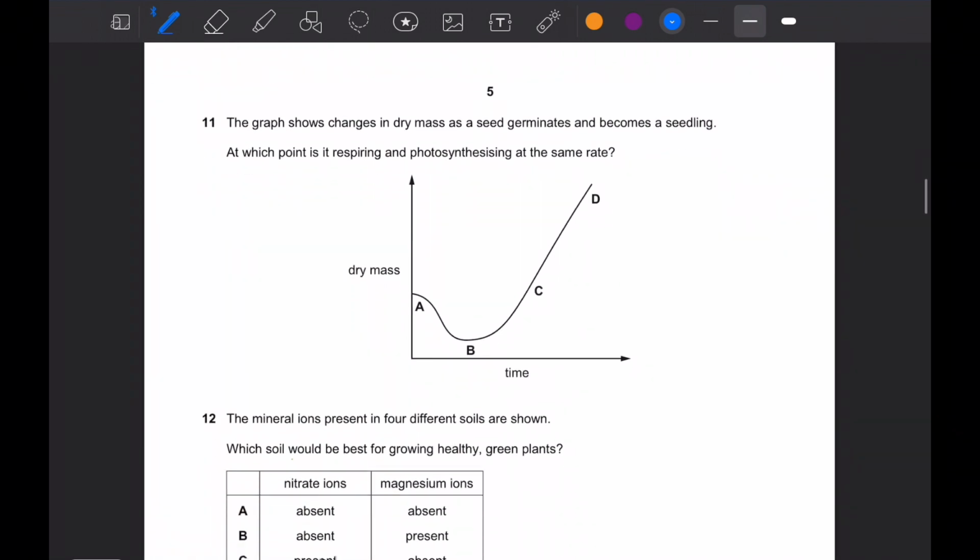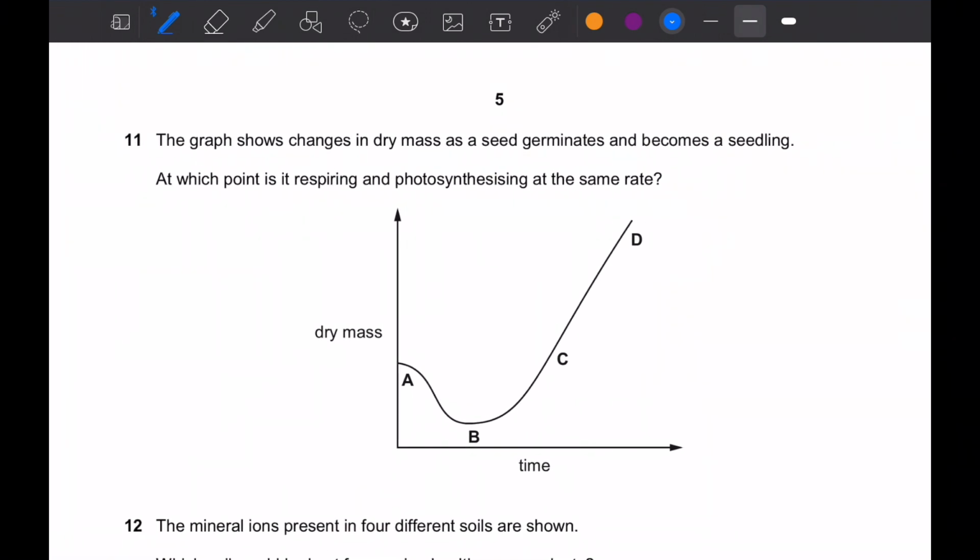Next question. The graph shows changes in dry mass as a seed germinates and becomes a seedling. At which point is it respiring and photosynthesizing at the same rate? When it is respiring, the dry mass would decrease. But when it is photosynthesizing, the dry mass would increase. So the answer would be B, where there is no net change. As you can see, the dry mass remains constant, or relatively constant.